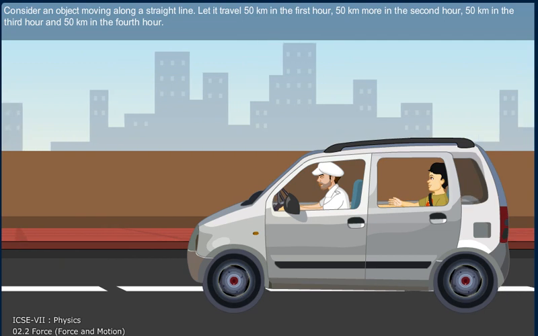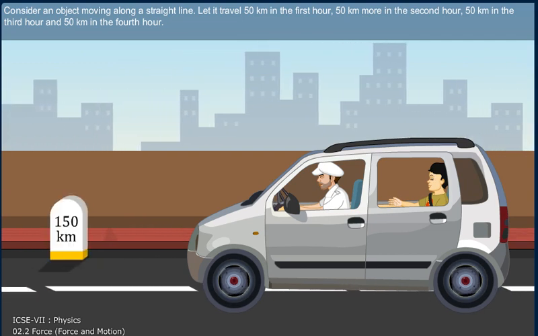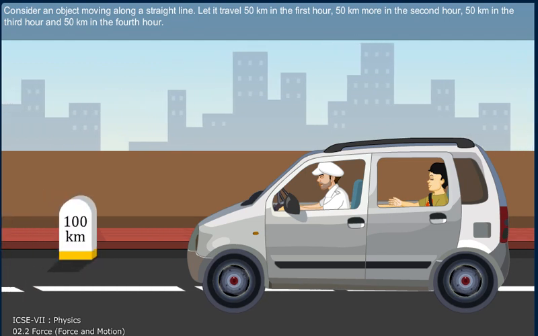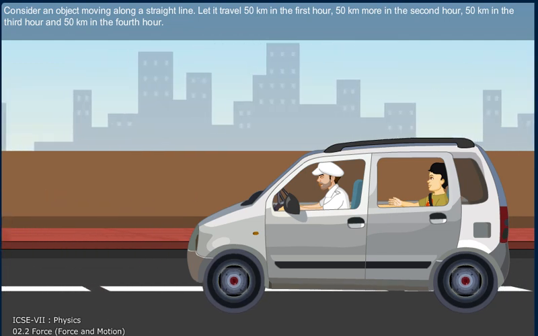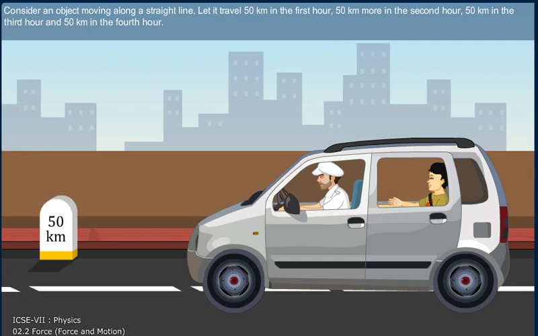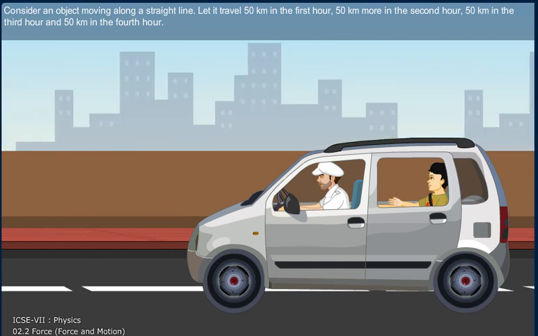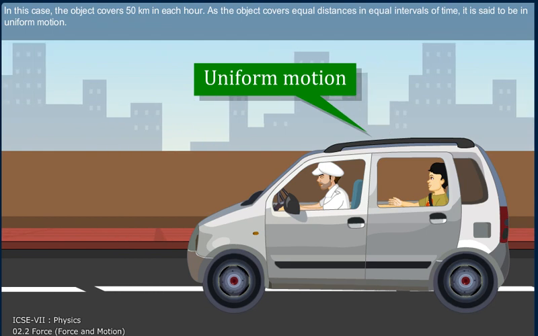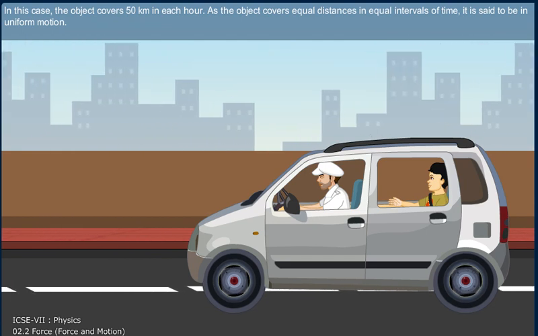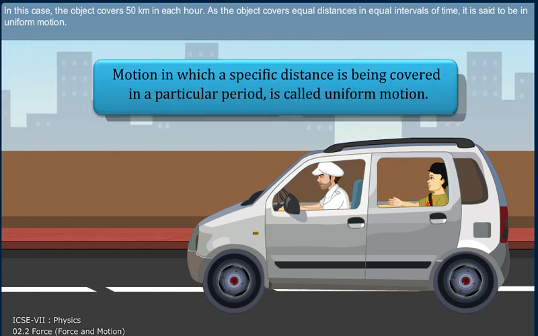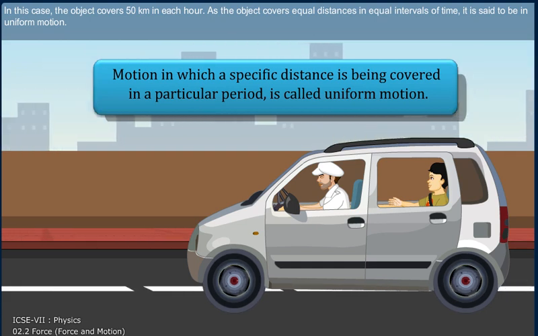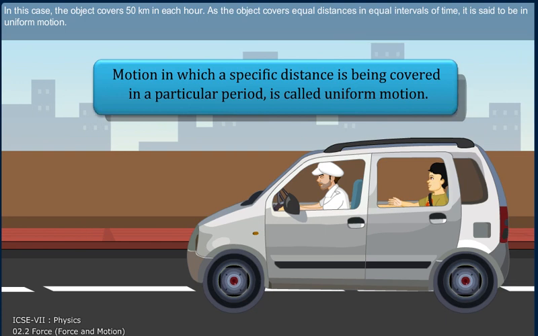Let it travel 50 km in the first hour, 50 km more in the second hour, 50 km in the third hour and 50 km in the fourth hour. In this case, the object covers 50 km in each hour. As the object covers equal distance in equal intervals of time, it is said to be in uniform motion.